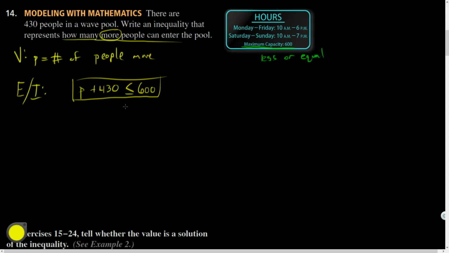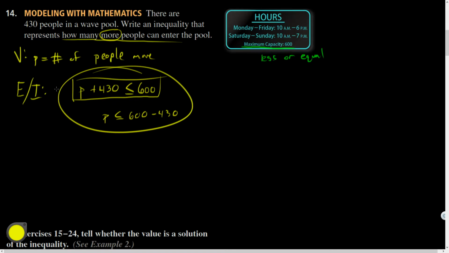Some of you may have preemptively said that the number of people that could enter the pool is going to be less than or equal to 600 minus 430. Do you guys agree that these things are related to each other? Are those saying the same thing in different ways? How could I have gotten from this one to this one if I wanted?